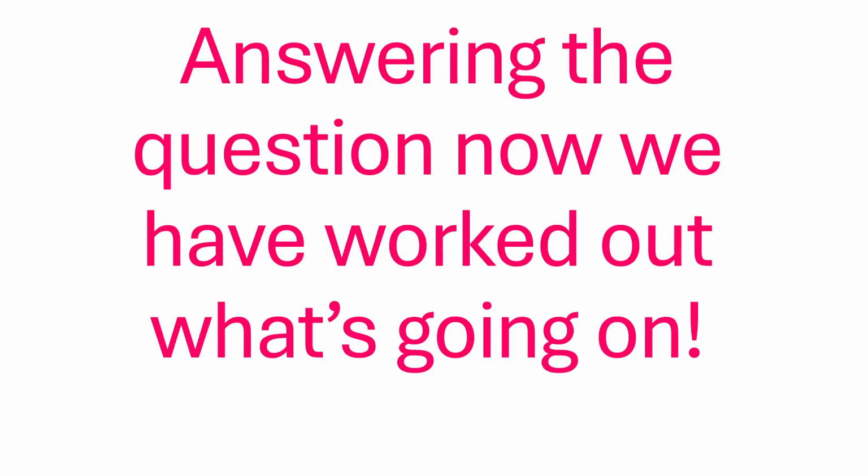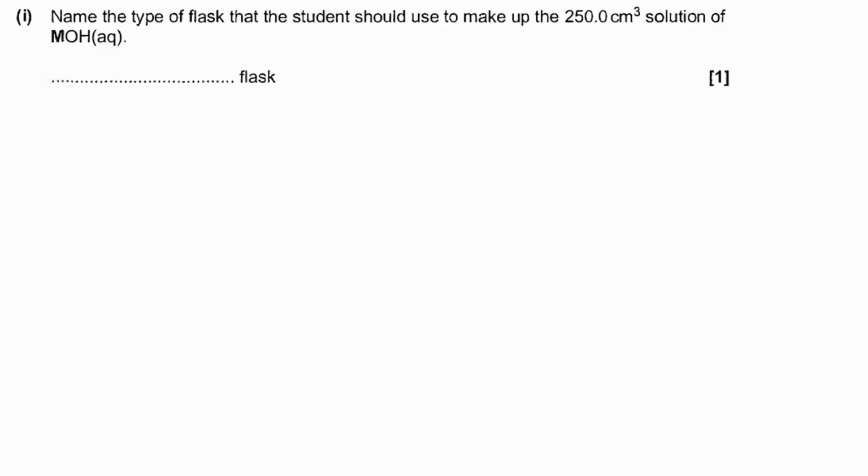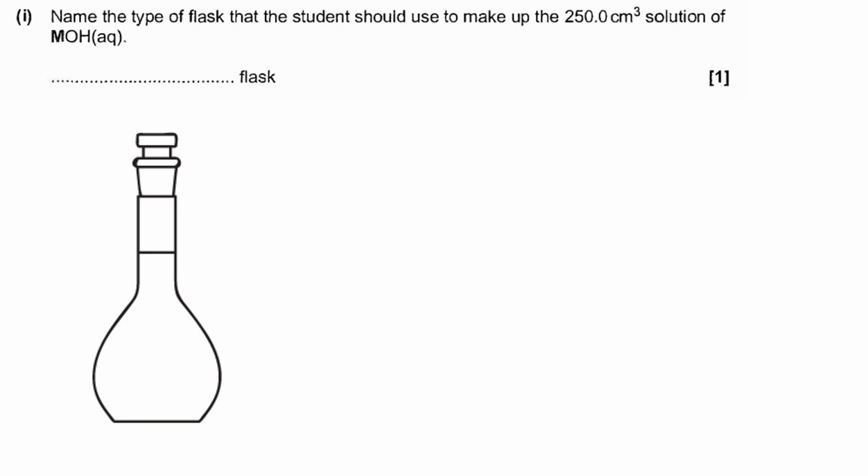Now we've had to think about what's actually happening, we can start to answer the question. They ask you to name the type of flask the student should use. They mentioned a conical flask, but the conical flask was the one that went under the burette. What they're looking for is this flask. This is called a volumetric flask. What they're testing here is your knowledge of the different types of equipment that you'd use to carry out a titration. This would be the volumetric flask that you use to make up a solution to then be titrated.